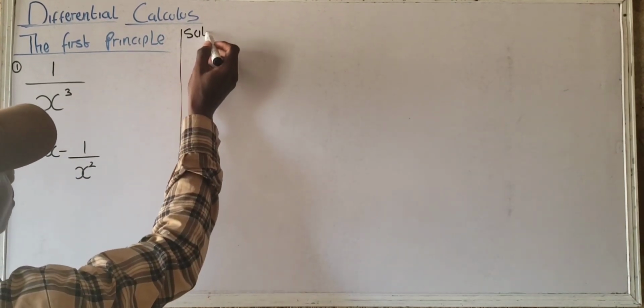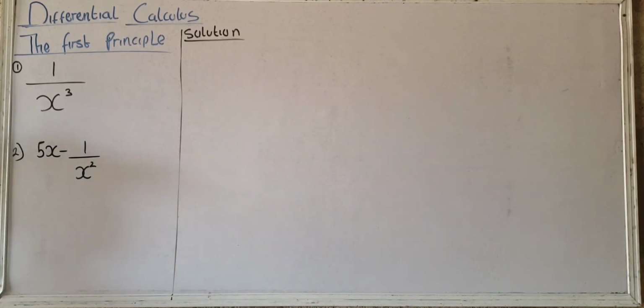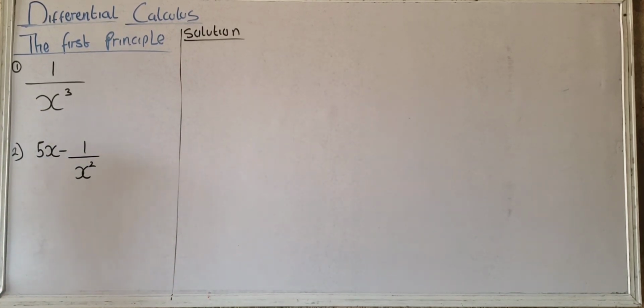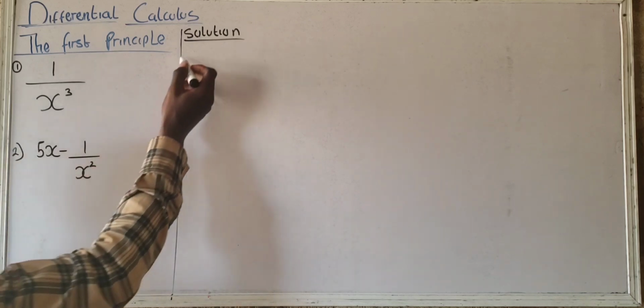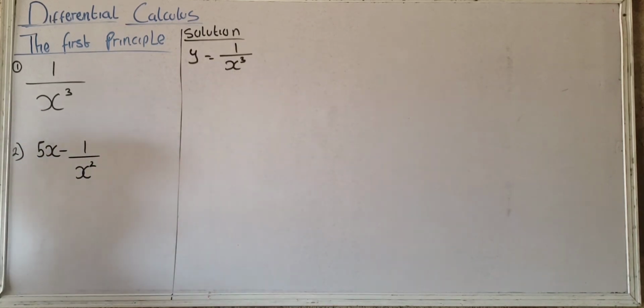Solution. We have 1 over x raised to the power of 3. Now, in an attempt to differentiate this function, just set this function equal to a letter. In this case, I'm going to use y, you understand? So, here I'm going to have y equals 1 over x raised to the power of 3. That is, let y equal 1 over x raised to the power of 3.